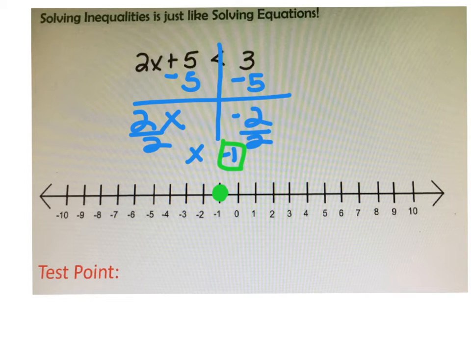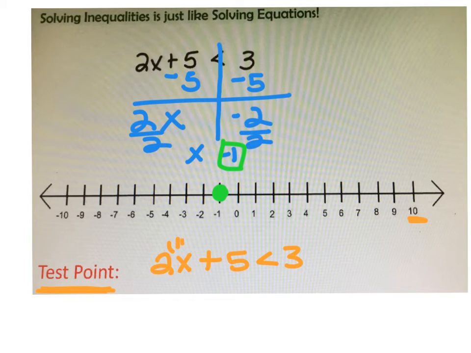So what you need to do for these is pick a test point. It doesn't matter what test point you use. You're going to pick a point either to the right or to the left. Let's use 10 for my test point. All right, I need to go back to the original inequality. So I'm going to go back to the 2x plus 5 is less than 3. Okay, and I'm going to plug a 10 in.